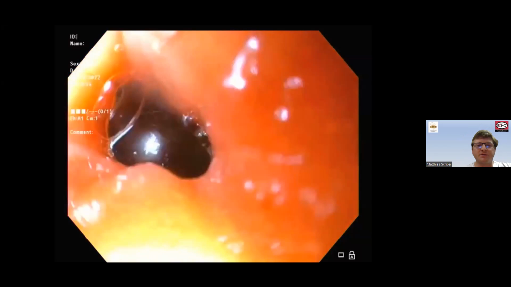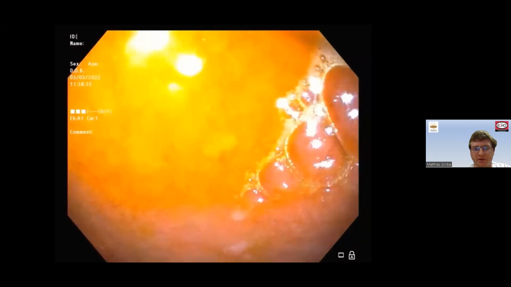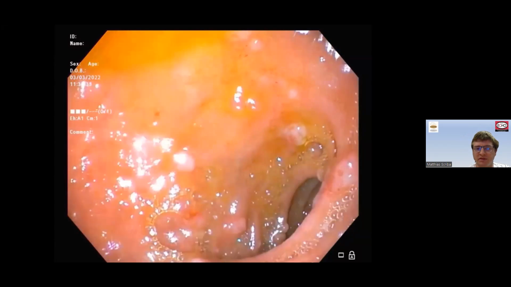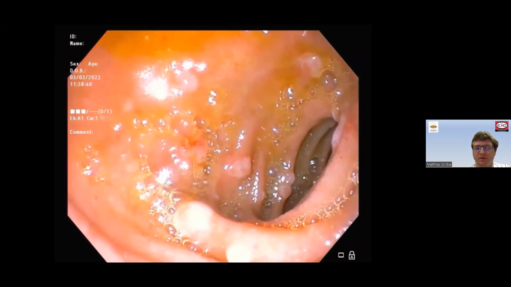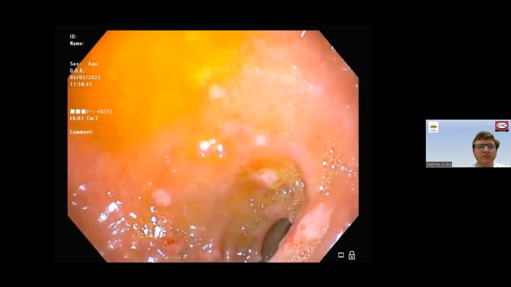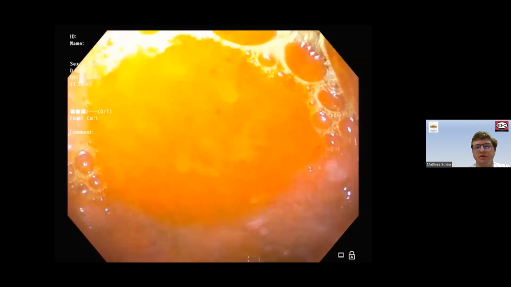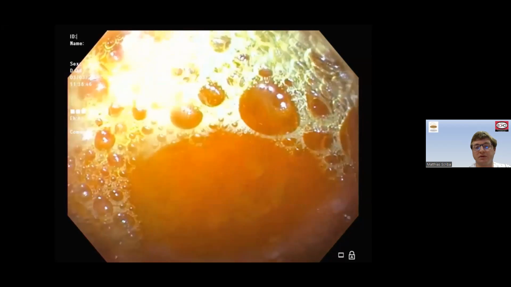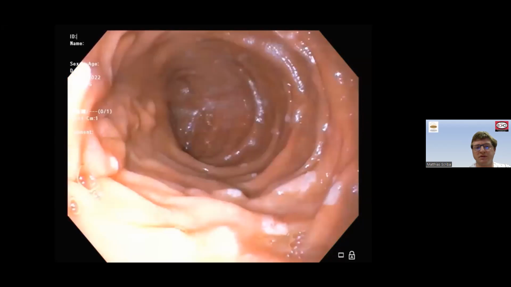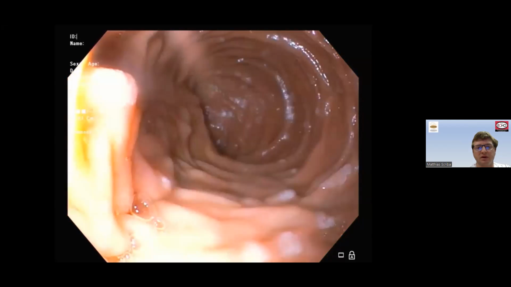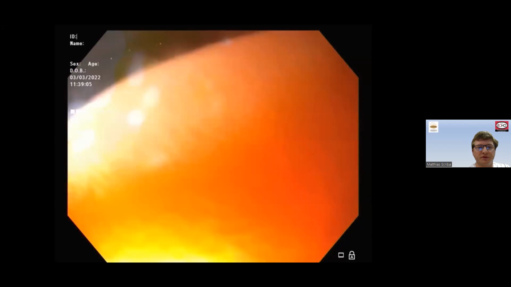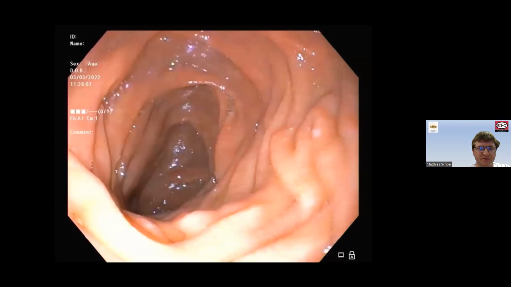But on upper scope, so going through the pylorus here, we're going into D1. You'll notice multiple sessile polyps. We're in D1 here, a bit of bile at the top there. And as we go down into D2, you'll notice quite a large number of polyps here as well, all very small, none of them significantly raised, certainly no pedunculated polyps, all quite sessile. And going down further, we try to get as far down as possible. There's even some in D3.